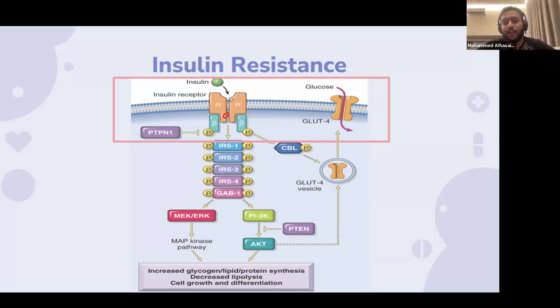This is how insulin resistance happens. And once this is much slower, everything else after it is slowed down. It won't happen as fast. This is why there is insulin resistance in type 2 diabetes. This is what causes it.